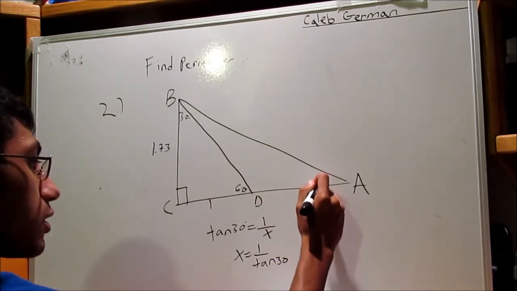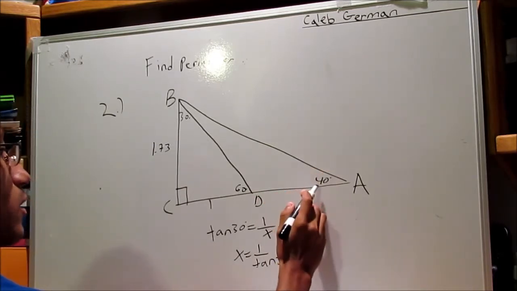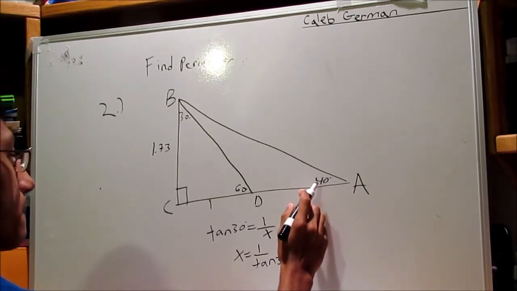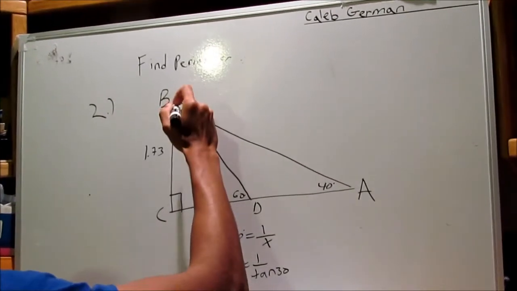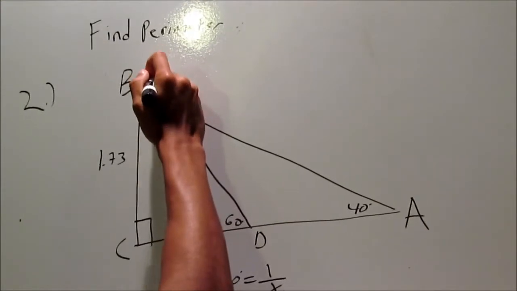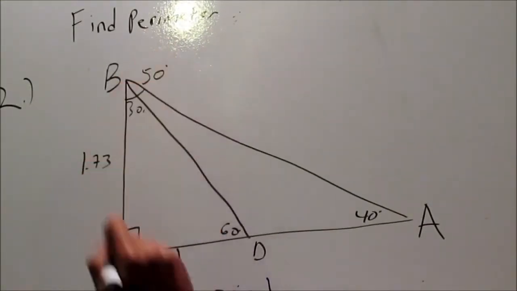Wait, this is 40, I forgot to write that. 40 plus 90 minus 180. So this equals 50 degrees up here. All of angle B for the big triangle is 50 degrees.